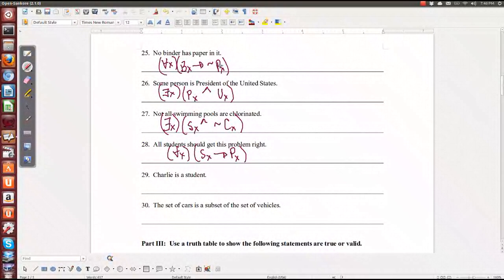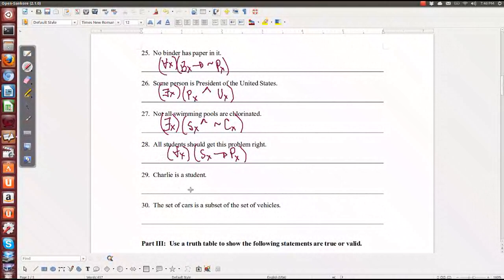Now, the actual letters that you choose for the predicate are not important. And notice that I have repeated some letters for different questions. That's perfectly acceptable. But if you want to, you can choose whatever letters you want. I could use F for this first letter, and I could use N for the second letter. It has nothing to do with the statement, but it's still going to be correct. So that's 25 through 28.